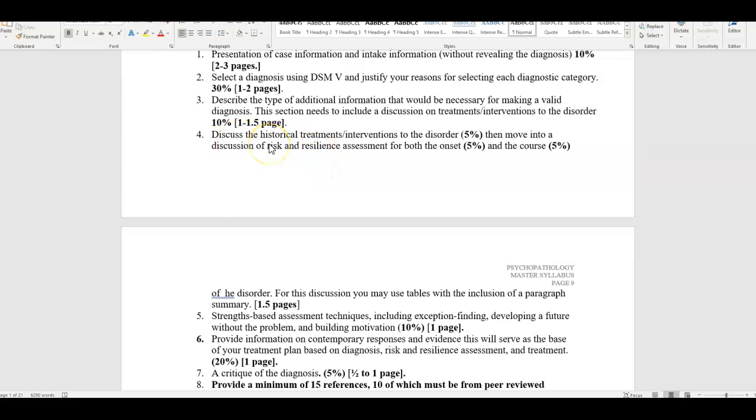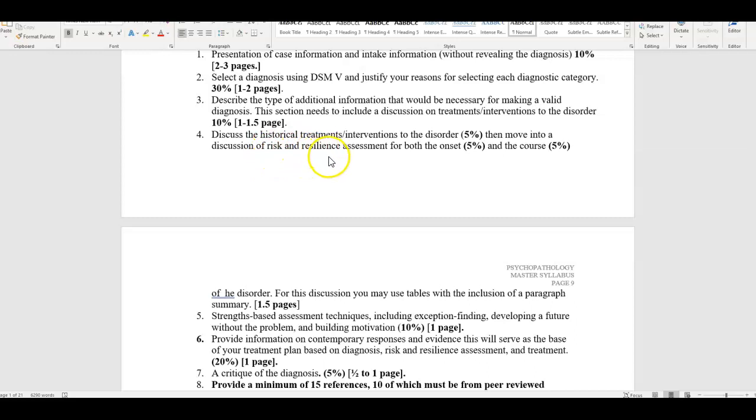In this section now, you're going to then again talk a little bit about that section of your case study guide that talks about treatment and interventions, right? But we just don't want to look at current treatment. We want to look at some past and present treatments that you would consider.